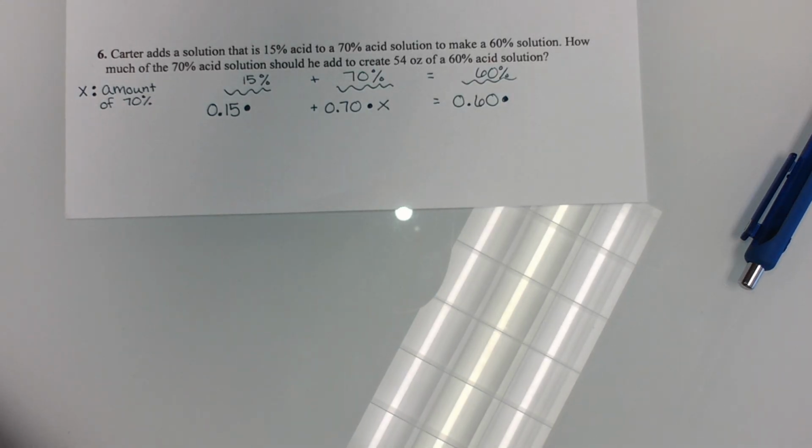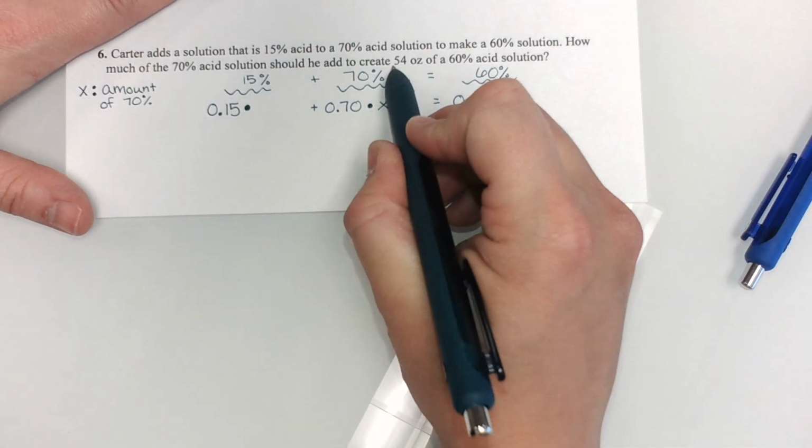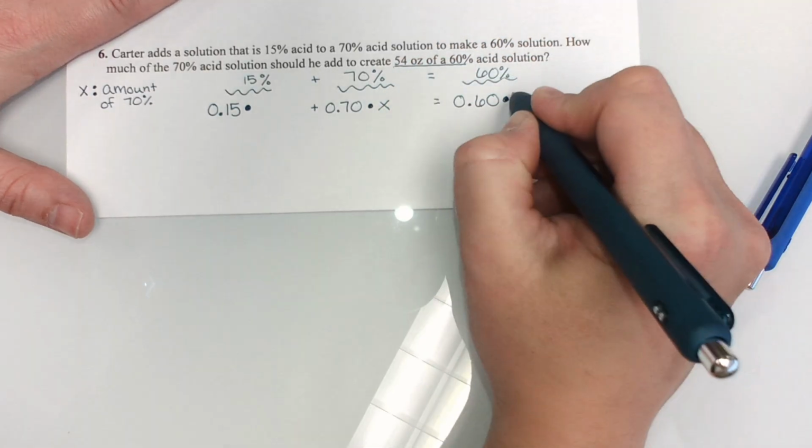What other amount do they give me? Go for it. They tell me that we're trying to get 54 ounces of 60.